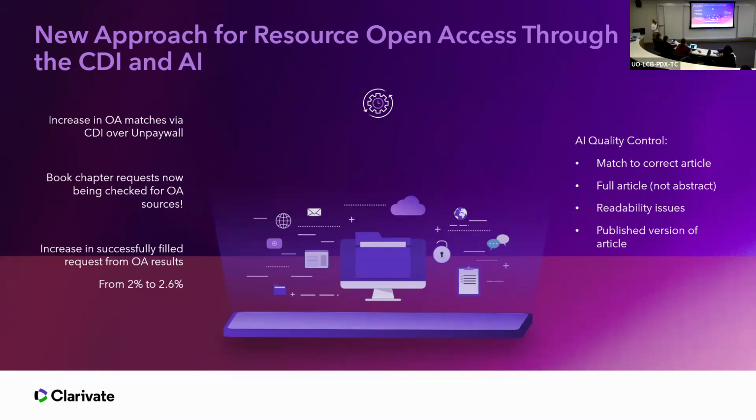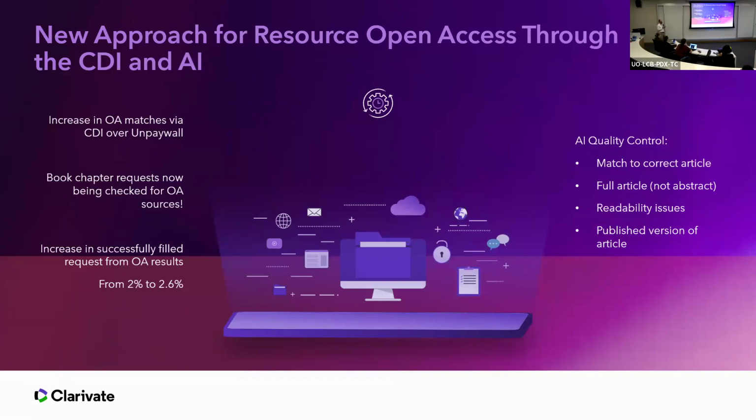Before, we were checking Unpaywall for these items, and that was working fine, but we've more recently leveraged our central discovery index, the Libris central discovery index, for this, which means that we get the Unpaywall resources plus a lot of other resources as well, including book chapters. We're now checking book chapters for open access. And the percentage of requests being successfully filled via open access has gone from 2% to 2.6%.